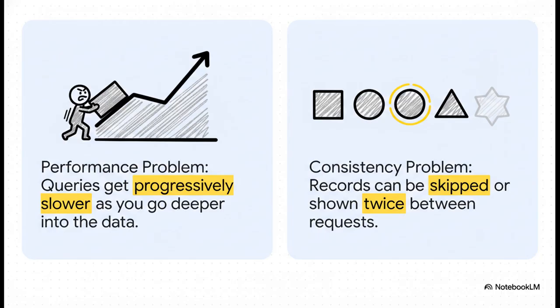First, there's a major performance problem. The deeper and deeper you scroll, the slower and slower the whole thing gets. And second, there's this really frustrating consistency problem. In a fast-moving feed, you can actually end up seeing the same post twice, or worse, missing one completely.